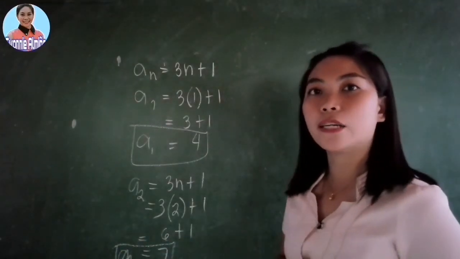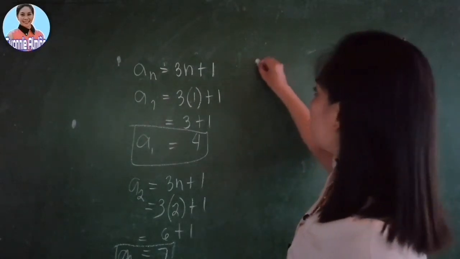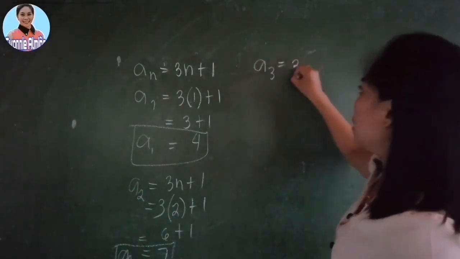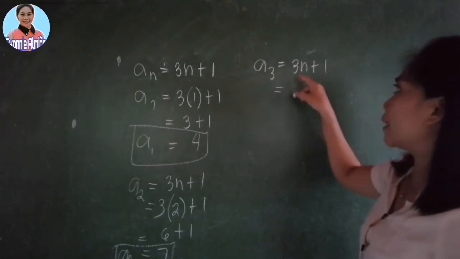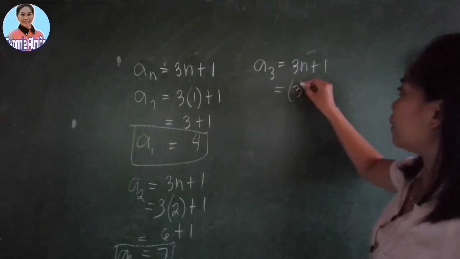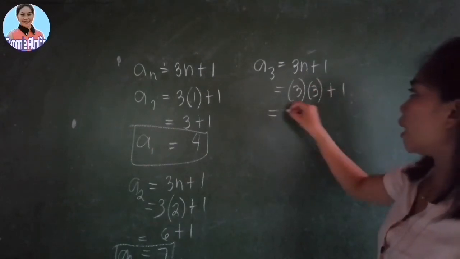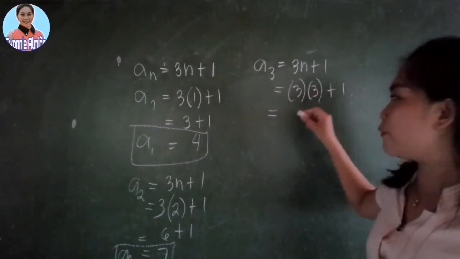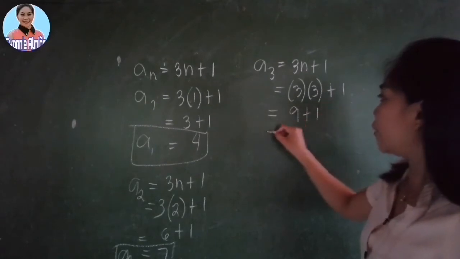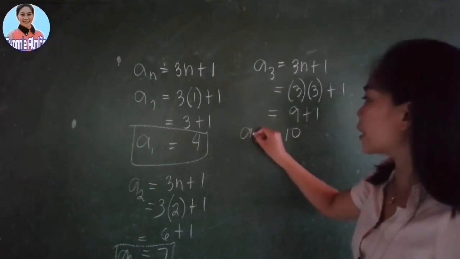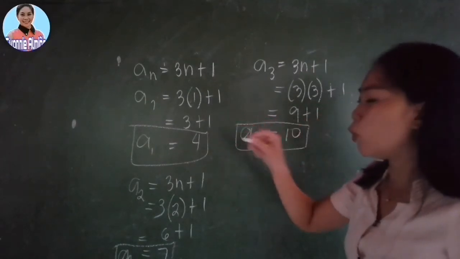Now, another one. So, a sub 3 is equal to 3n plus 1. Then 3 multiplied by 3 as the value of n plus 1. So 3 multiplied by 3, you have 9, of course, plus 1, you have 10. Therefore, a sub 3 is equal to 10.